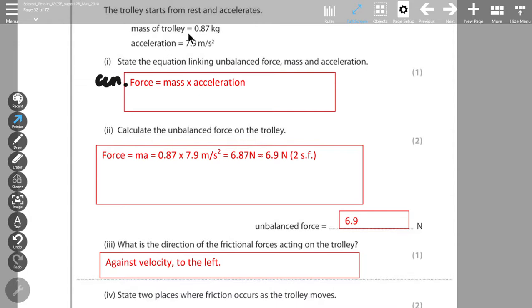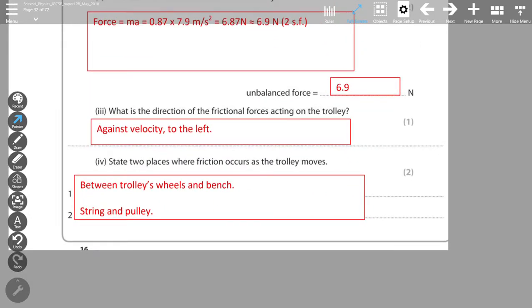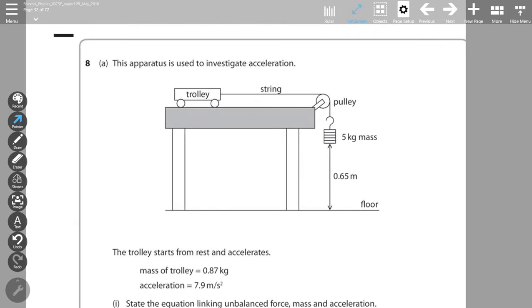So mass is given and acceleration is given. So we calculate. We see that each term is two significant figures. This is why we round to two significant figures and give the answer like this. What is the direction of the frictional forces acting on the trolley? So frictional forces in this case are against velocity, to the left. State two places where friction occurs as the trolley moves. Let's see. So it is a contact between trolley and bench, and contact between string and pulley.